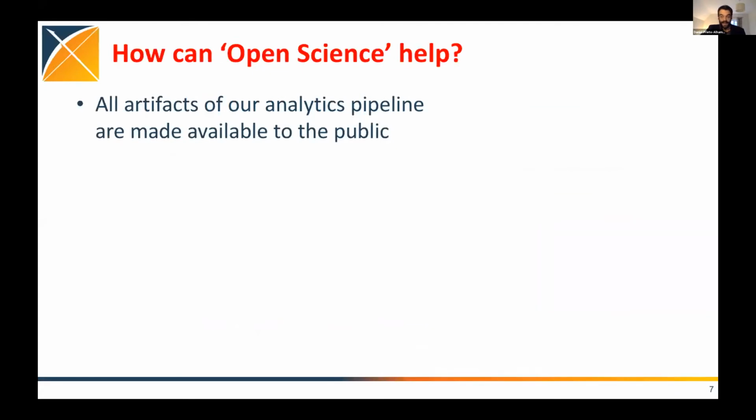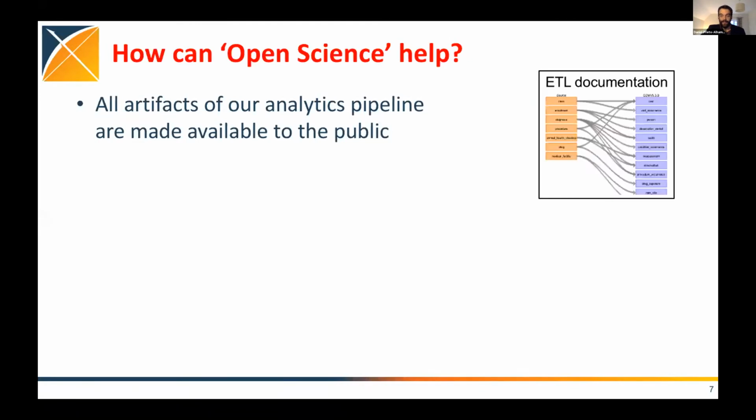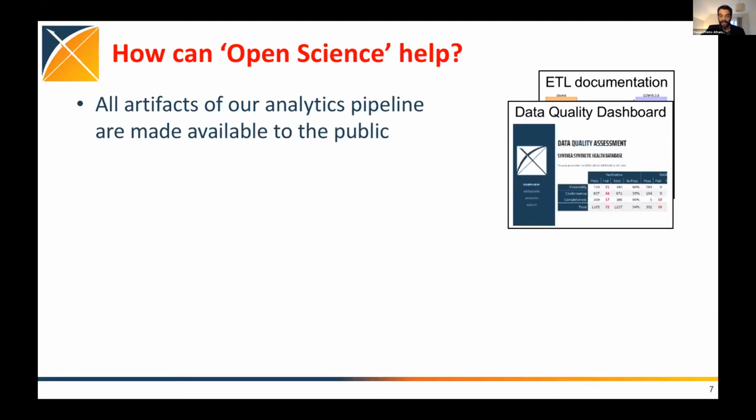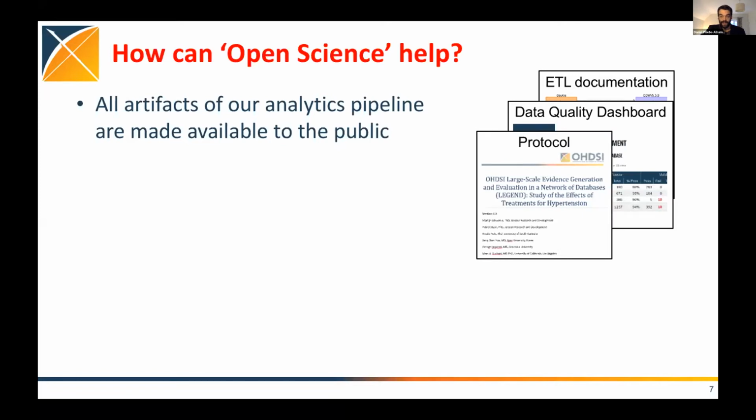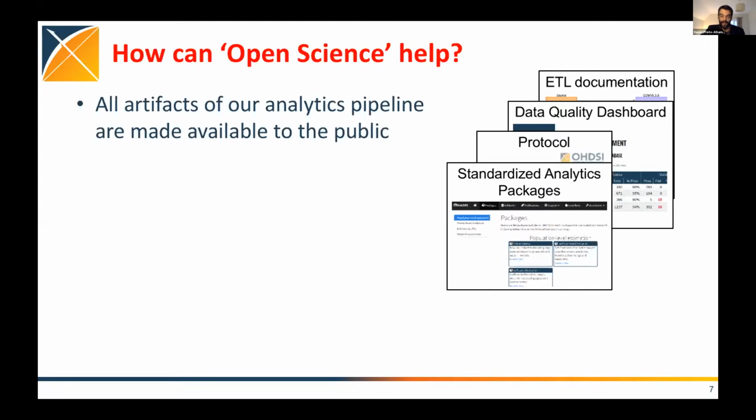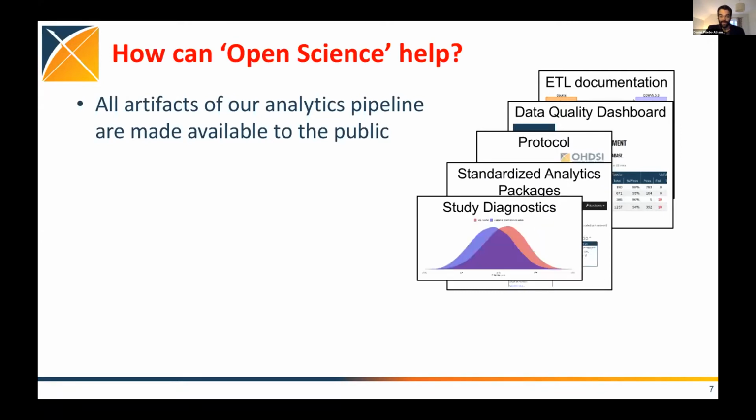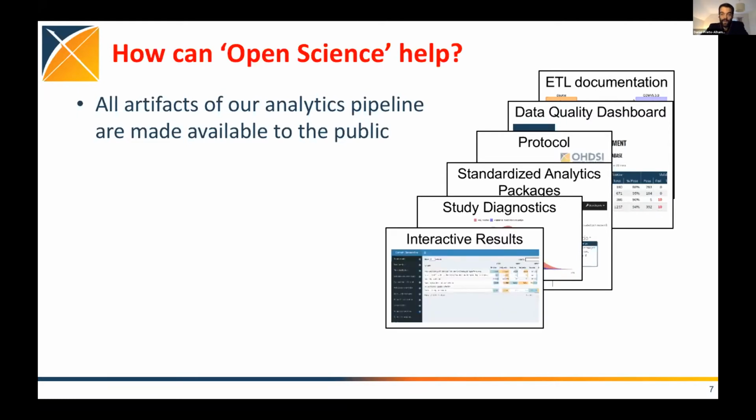We believe that open science can help us fix this problem by making all our analytics and artifacts available. We believe that we have to share, and we do share in the Odyssey and Eden communities, all our harmonization results, all our data quality dashboard and results. All our study protocols are pre-specified and uploaded or registered. All our analytical packages are made available in some sort of repository, study diagnostics, and finally, we propose that we do exact full reporting of all the analysis conducted in an interactive platform, just to account for everything that has been done and cannot be reported in the usual manuscripts.